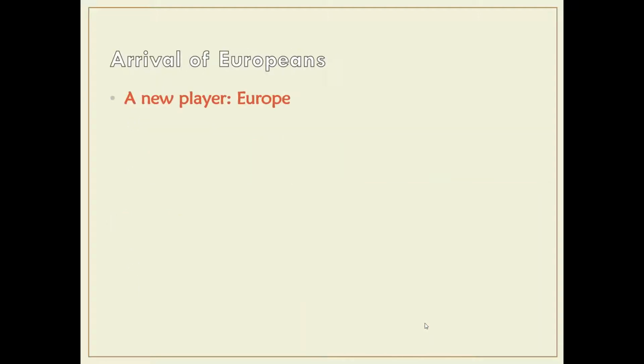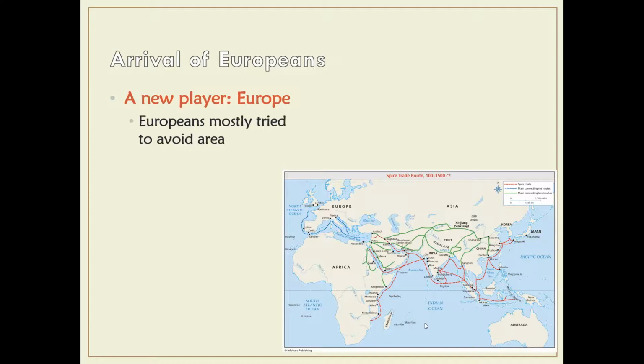And then in the early 1500s, you have a new player in Southeast Asia, and that is the Europeans. Overland routes were usually avoided because the overland routes were closed. As you can see here, overland routes would lead them through Muslim empires and into China if they wanted to get into Southeast Asia.